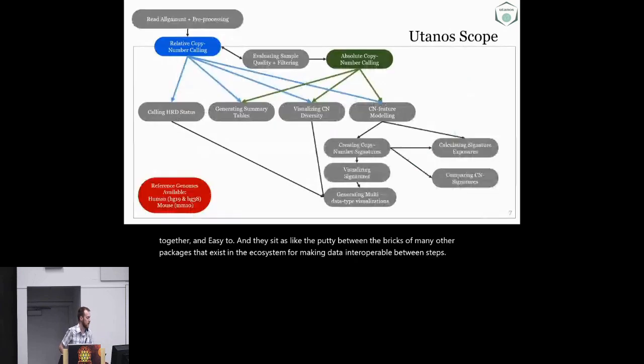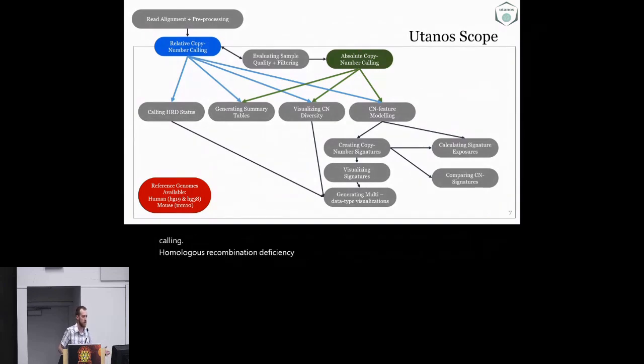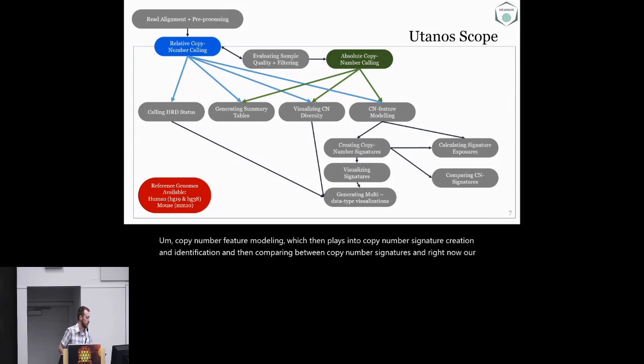So the scope of Utanos really begins with relative copy number calling. It takes that as input, and you can do quality evaluation and filtering, absolute copy number calling, homologous recombination deficiency identification, evaluating CN diversity. It's got many plotting options. Copy number feature modeling, which then plays into copy number signature creation and identification, and then comparing between copy number signatures. And right now, our reference genomes available are HG19, HG38, and MM10.